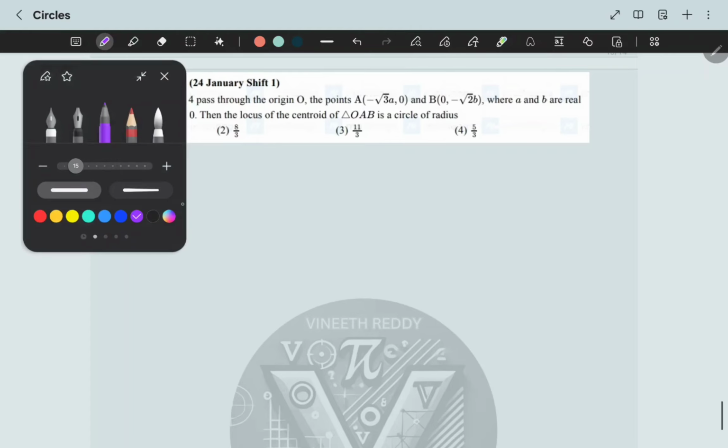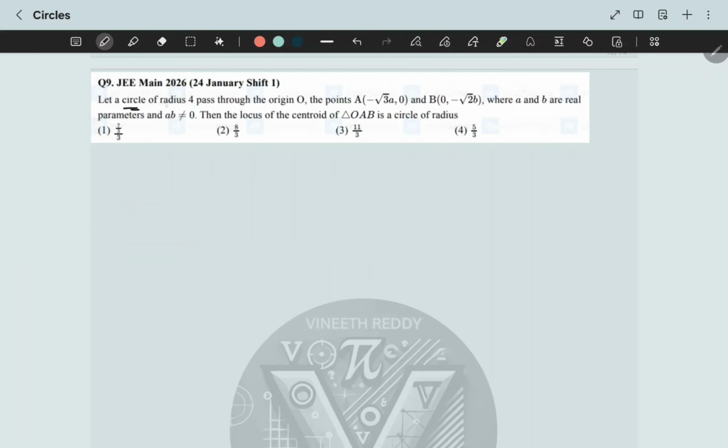Probably the last question. The last question says, let a circle of radius 4 pass through the origin and the points A, B, where A and B are real parameters and AB is not equal to 0. That means neither A nor B is 0. Then the locus of the centroid of triangle OAB is a circle of radius. I think this should be a simple question.